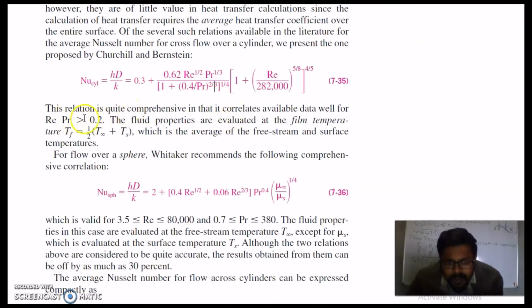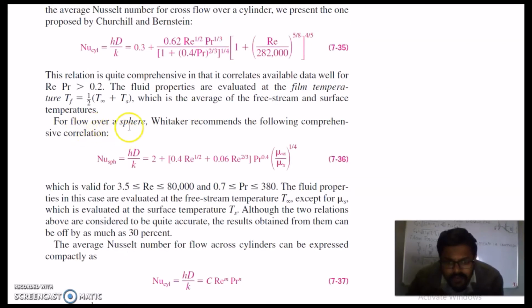This is valid for Prandtl number greater than 0.2, and here your T_F, that is film temperature, is taken, which is the average of free stream and surface temperature. For flow over a sphere, Whitaker recommended the following comprehensive relation, which is this for a sphere. This is valid for Reynolds number in this range and Prandtl number in this range, while the fluid properties in this case are evaluated at free stream temperature except this.